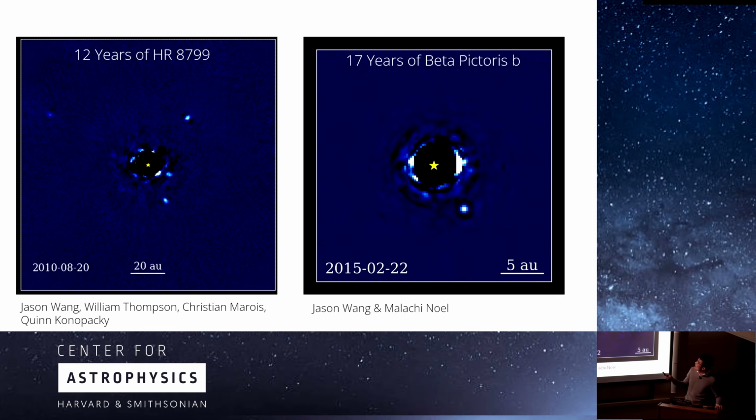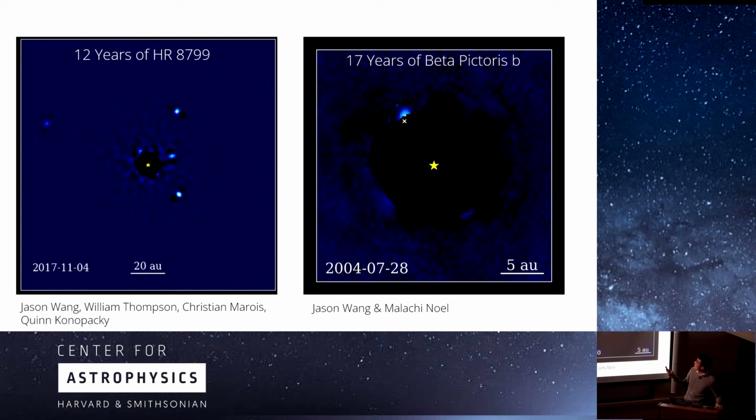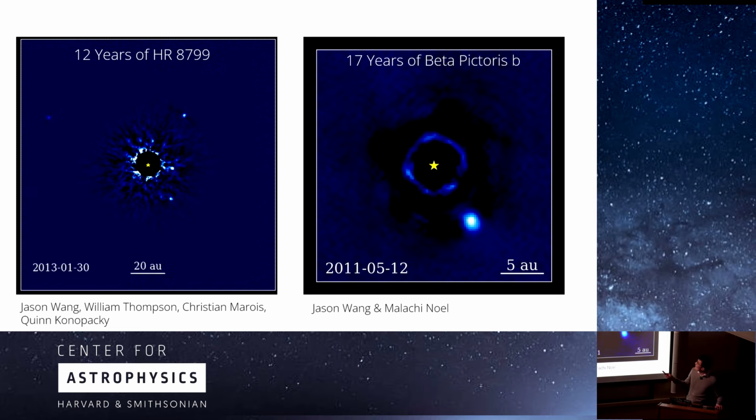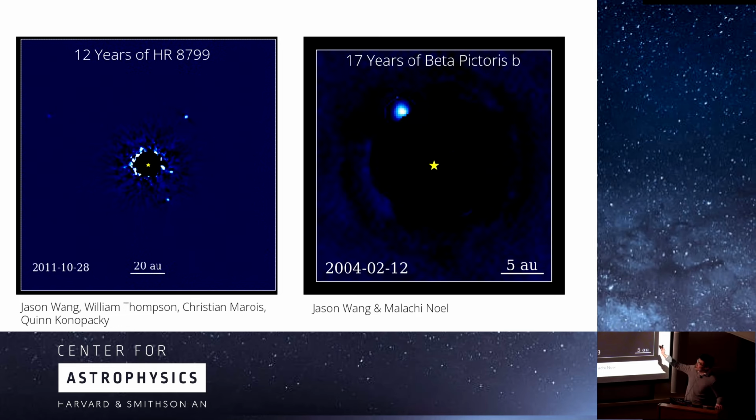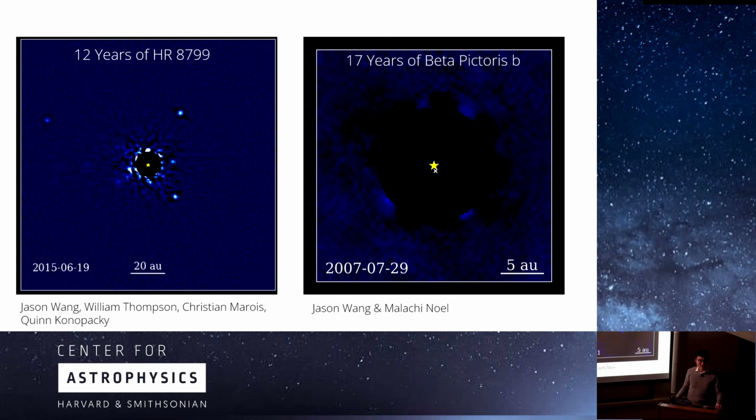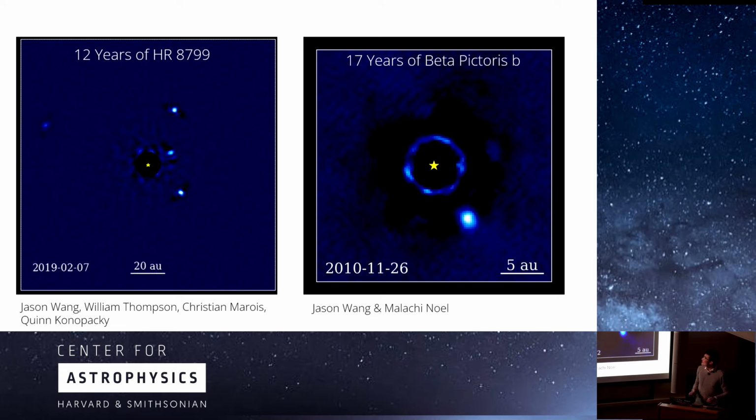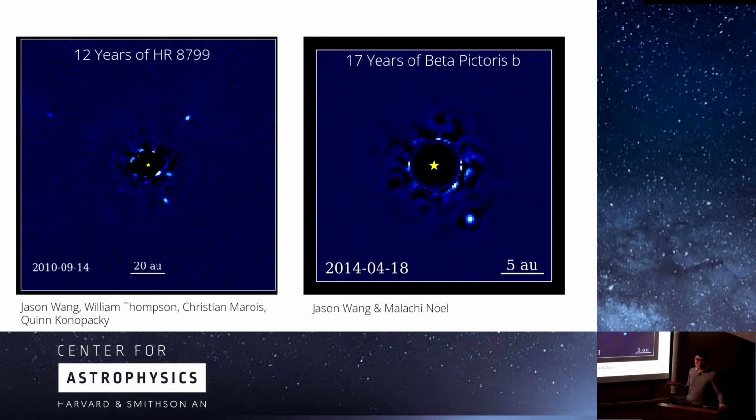On the right, this is the longest time lapse we have of any exoplanetary system. This is 17 years of image data on Beta Pictoris b, one of the first directly imaged exoplanets. It's on a near edge-on orbit, about 1 degree away from edge-on, so that's why it looks like it's moving in a linear line. So these are super Jupiters.